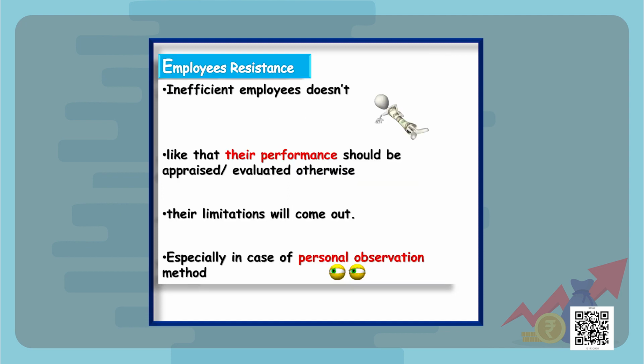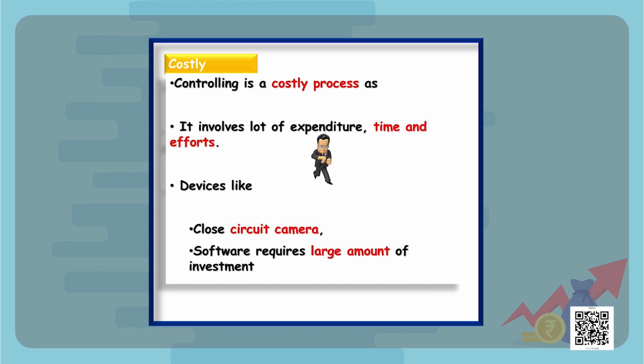Then we have employees' resistance. Inefficient employees sometimes avoid being judged by a supervisor on these standards because they feel they might be underperforming and hence can be removed from the organization. Then the next limitation is that it is costly. Controlling is a costly process as it involves a lot of expenditure, time and efforts. Devices like CCTVs or software require a huge investment on the part of the company.